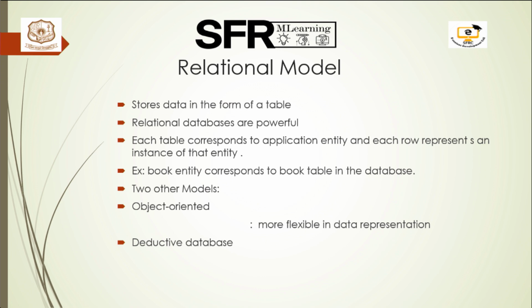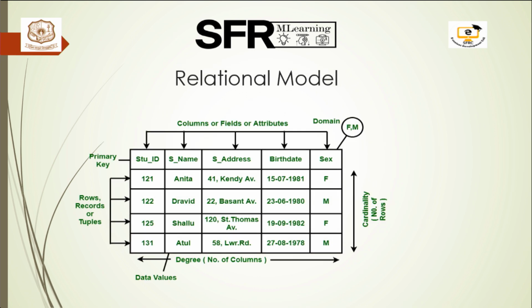Third one, relational model. Relational model stores data in the form of tables. Relational databases are more powerful. Each table corresponds to an application entity and each row represents an instance of that entity. For example, a book entity corresponds to the book in the database. It has two types of models, one is object oriented and the other is deductive database. So this is the example. Relational model has a tabular format, it consists of rows and columns. So this is the example of relational model.